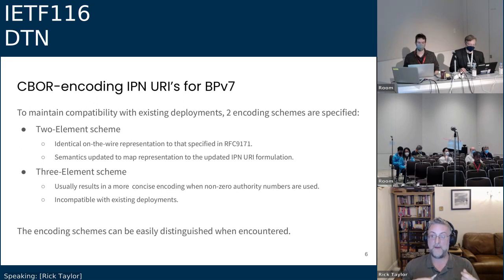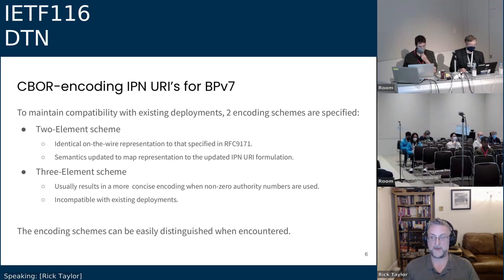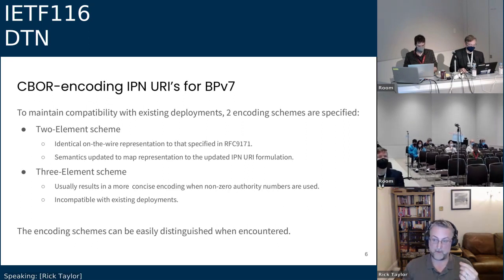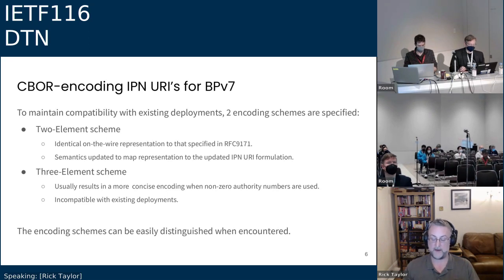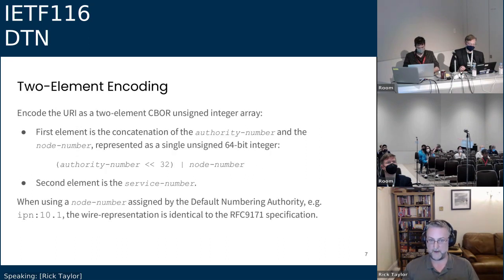The reason for this is that if you have a non-zero authority number, you will get a more concise encoding. If you have a 0 authority number, you don't need the 3-element scheme. You can continue to use the 2-element scheme. It is more concise. Because the length of the array when encoded in CBOR is the first octet you parse as you walk down the stream, the encoding schemes are blatantly different when you are writing your parser. And if you are a pre-existing parser, you will spot a 3-element scheme and say, I don't understand this, and react appropriately. So that means the 3-element scheme is incompatible with existing deployments. That needs to be a consideration when someone is trying to interoperate with a pre-existing deployment that doesn't understand this updated document. But if they do know that, then they can use the two-element scheme and it is entirely interoperable. Next slide, please.